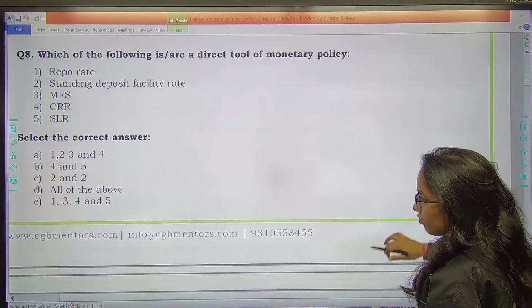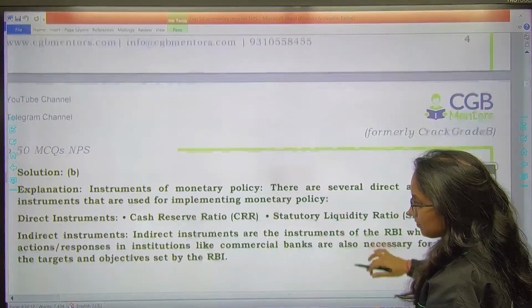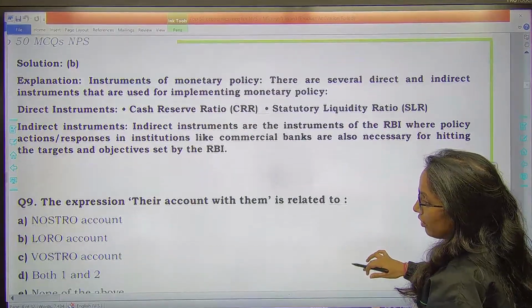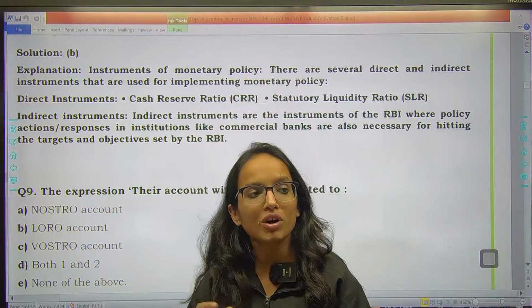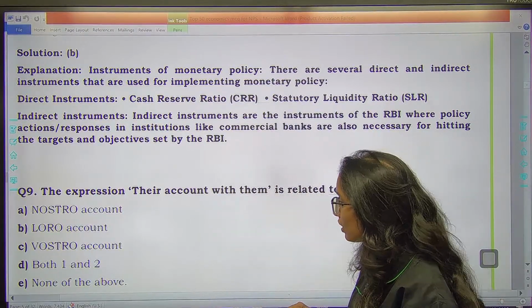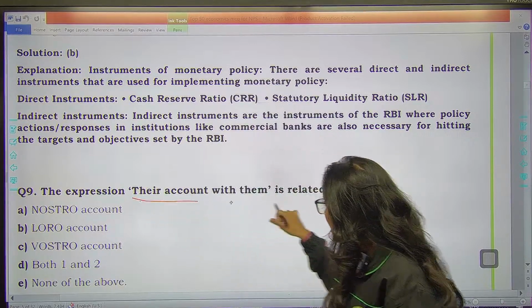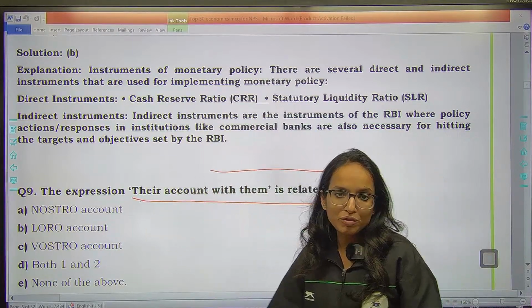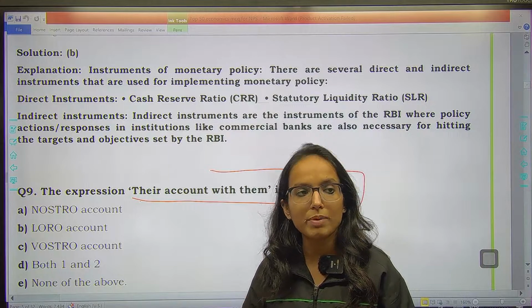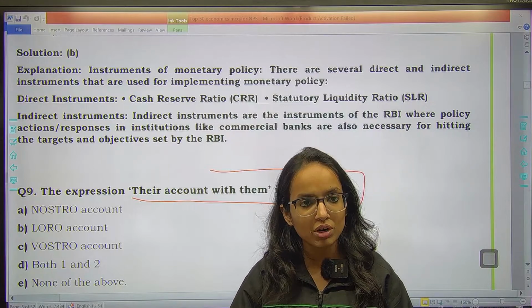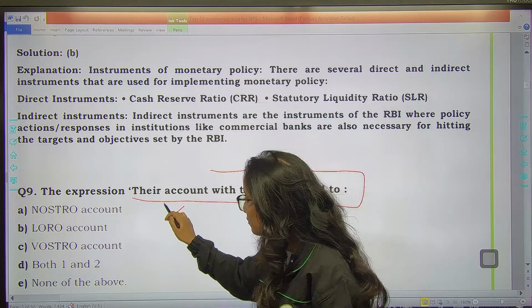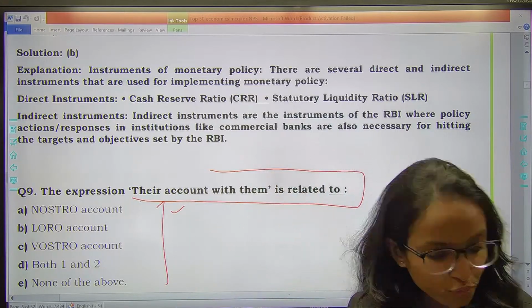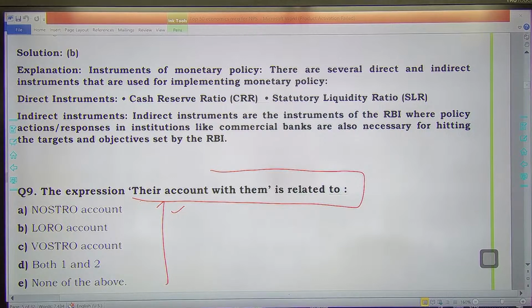Next question. Question number 9. Okay, so here we have a question from correspondent banking or foreign exchange or BOP, whatever topic you call it. The expression "their account with them" is related to which of the following accounts? You must have read that in correspondent banking we have nostro account, vostro account, loro account, right? So their account with them is which one? Nostro, loro, vostro, both 1 and 2 or none of the above?